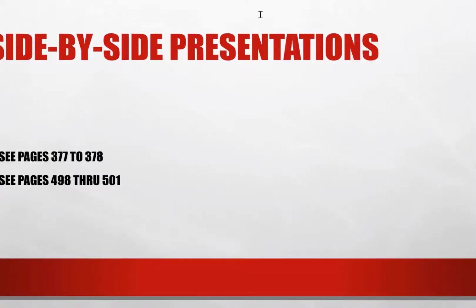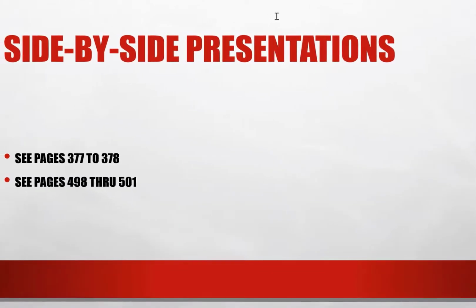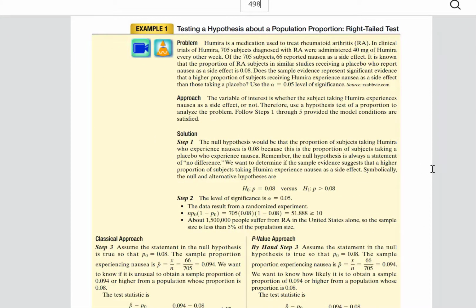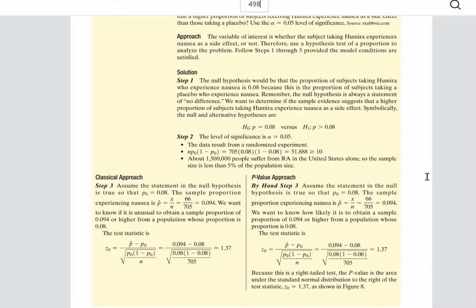Now let's see how side-by-side presentations are utilized when talking about hypothesis testing. So we're going to go to page 498. With hypothesis testing, there are a variety of approaches that instructors can take. First and foremost, of course, there is the classical approach to hypothesis testing, and you'll see that in step 3, that's the approach that we're taking in the column on the left in this particular example.